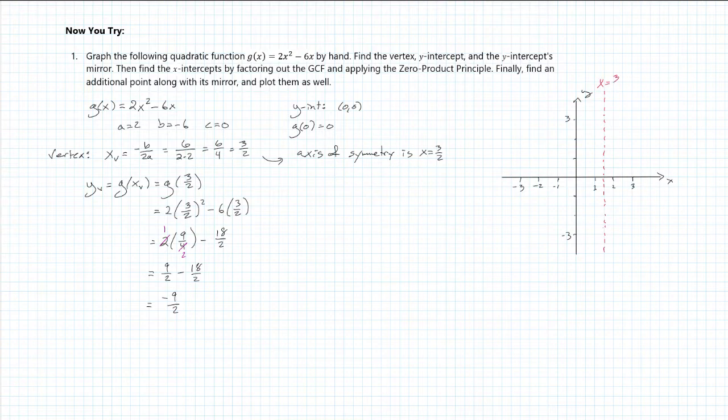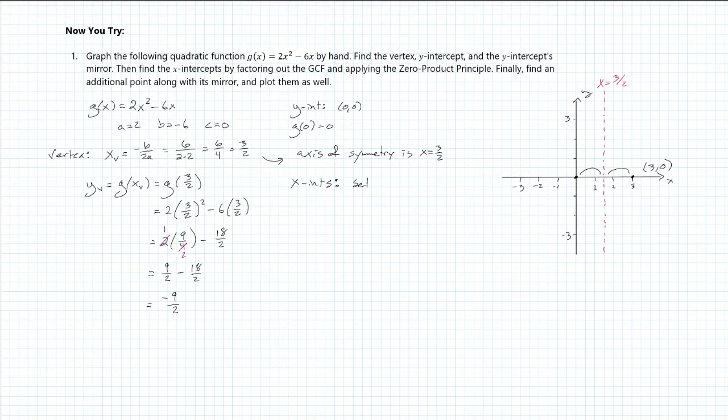X equals 3/2. We can plot that y-intercept of 0, 0. And then to find its mirror point, I'll just take the distance from that point, 0, 0, to the axis of symmetry and double it, which is going to get us to the point 3, 0. And that looks like the other x-intercept as well. So let's check this by looking for the x-intercepts.